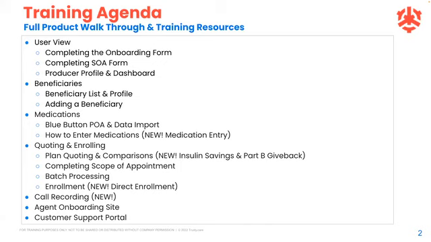We'll move into running some quotes and how to compare them. We added a few new features to that area. So we now are including the senior insulin savings pricing in the plan comparison. And then also if there's a Part B give back. We'll show you how to make sure you get your scope of appointment on file. We do have a process called batch processing, and that's how you can run in big groups plan recommendations for your clients. We'll show you that.